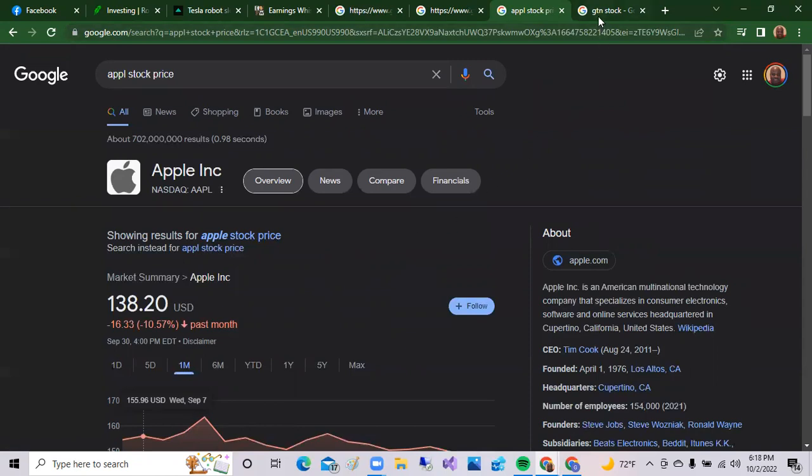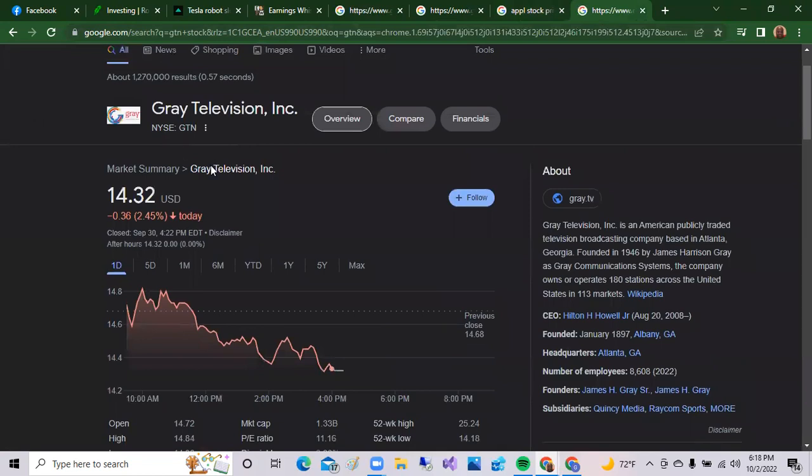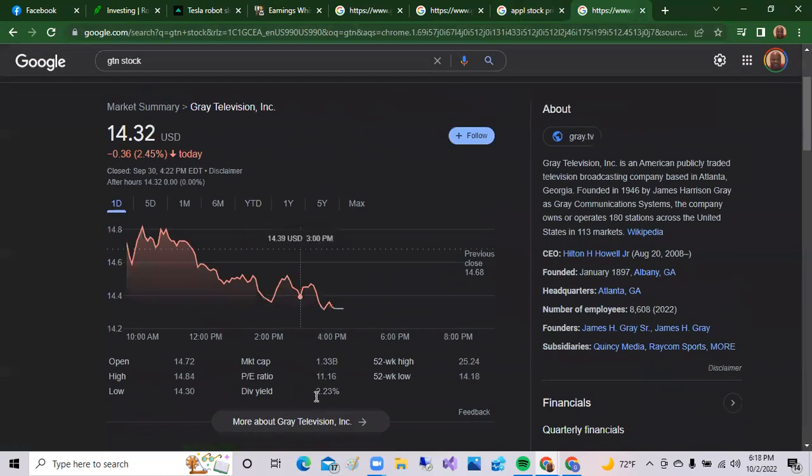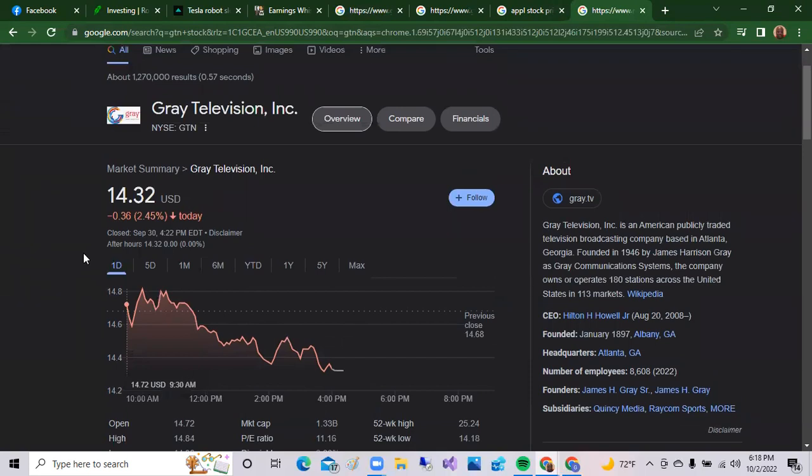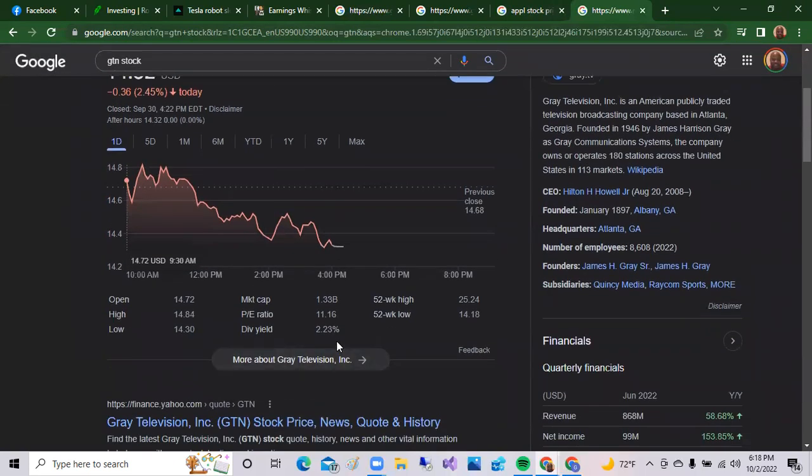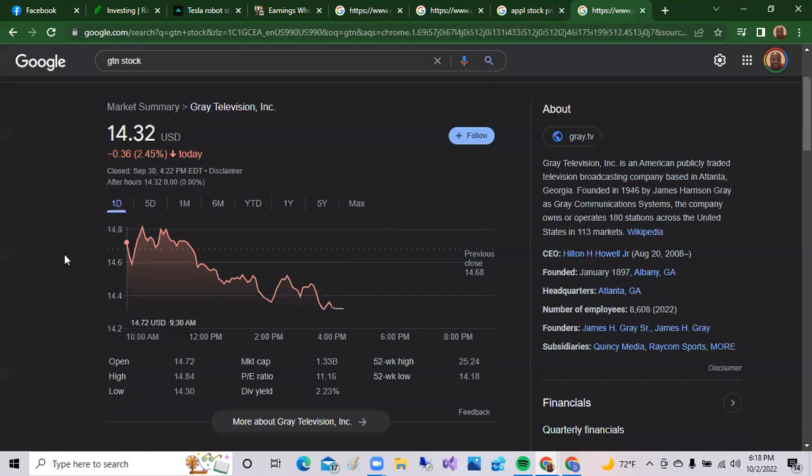Okay, now the last stock we'll talk about today is GTN, or Gray Television Incorporated. They do pay a dividend of 2.23%. Gray Television is an American publicly traded television company based in Atlanta, founded back in 1946 by James Gray as Gray Communication Systems. So this company has been around for quite a number of years. I'm not sure when they went public, and they have over 8,608 employees. Gray Television does pay a dividend of 2.23% over the year. And that was another stock that I got paid on Friday for owning.